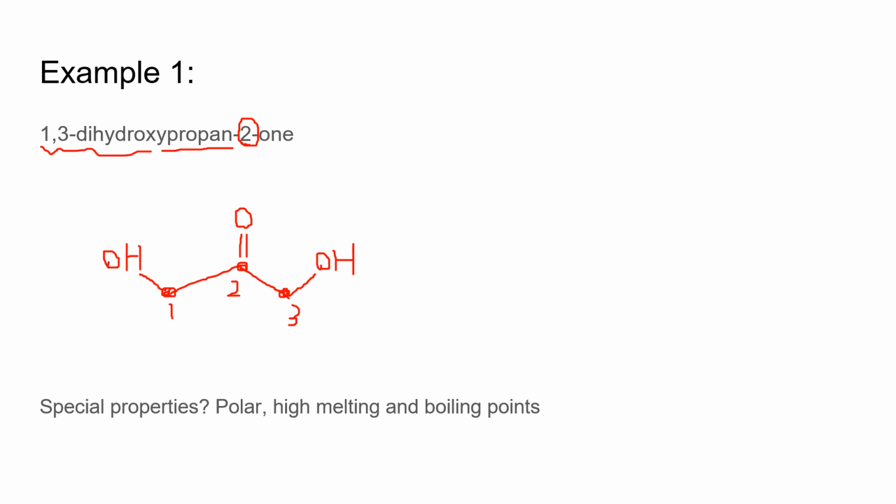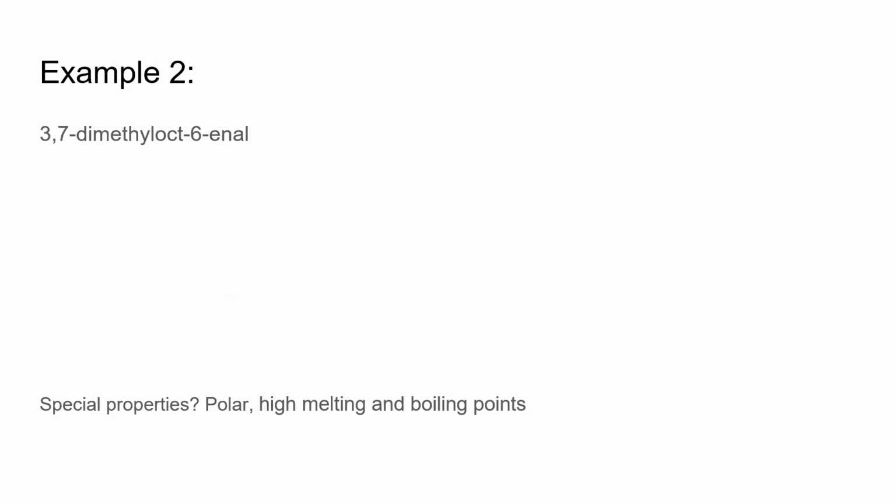Okay, let's now take a look at our second example here. The second example is 3,7-dimethyloct-6-enal. So oct means there are 8 carbons in our main chain, and en means somewhere in the main chain there is a double bond. So we can just draw out the main chain first, which contains 8 carbons and 7 bonds in between.